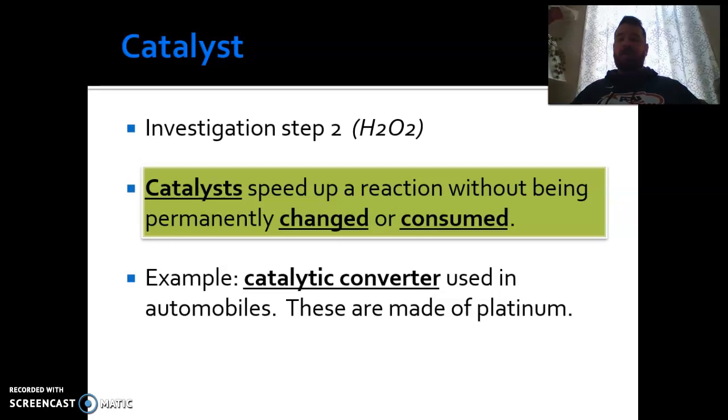Alright, so the big thing here to know is that catalysts do not participate in the reaction. Okay, they are not a reactant, they are not a product. If we were writing them in the chemical formula, they would go above the arrow to show that they are not actually in the reaction.